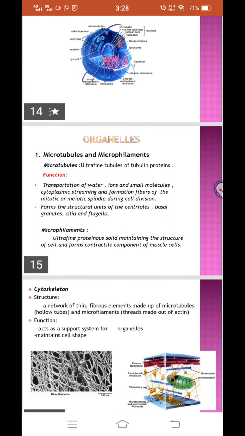Okay, so now we will study about the different organelles which are present in the cell. In the organelles, first we have the microtubules and microfilament. Now these microtubules and microfilament are very important for the cells. So first we talk about the microtubules. Now these microtubules are small tube-like structures.